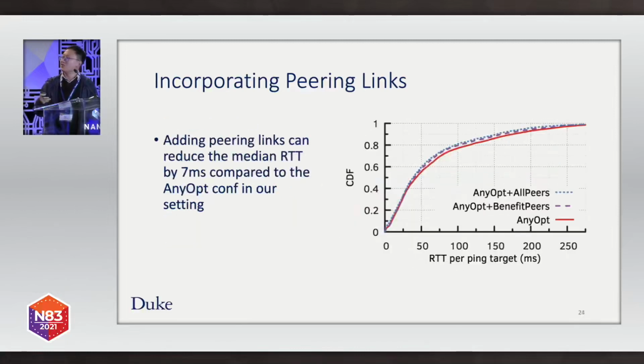We also compare with several other peering configurations. The purple line here shows the AnyOpt configuration plus the beneficial peers, which means these peering links are guaranteed to improve the average round trip time. And we also include all peering links. From here, we can see that if we bring on all peering links, it can actually improve the performance by 7 milliseconds.